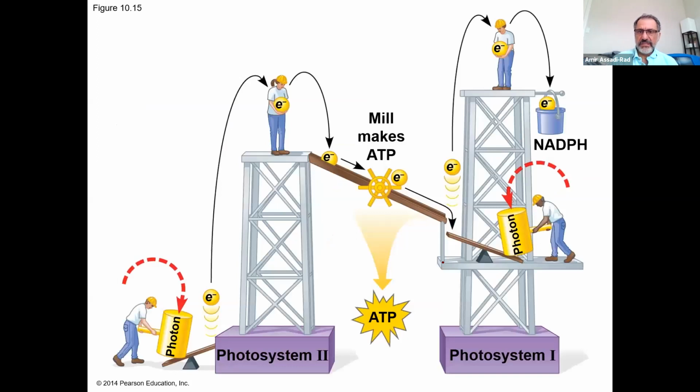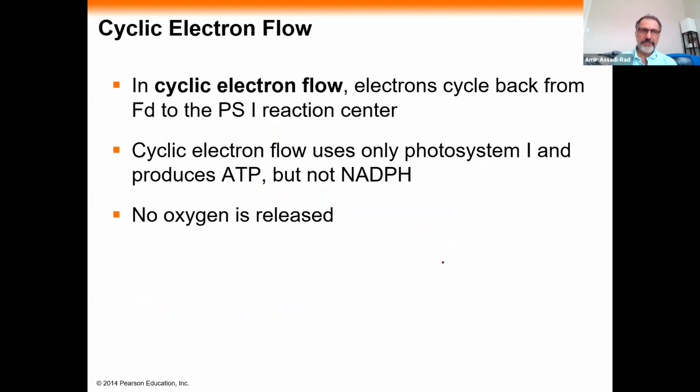Okay, so this is the diagram showing you how the electrons, one by one, can help build ATP or NADPH. I'll let you enjoy that. In the cyclic electron flow, electrons cycle back from FD to the, I didn't talk about FD. Anyhow, don't worry about FD. To the PS1 reaction center.